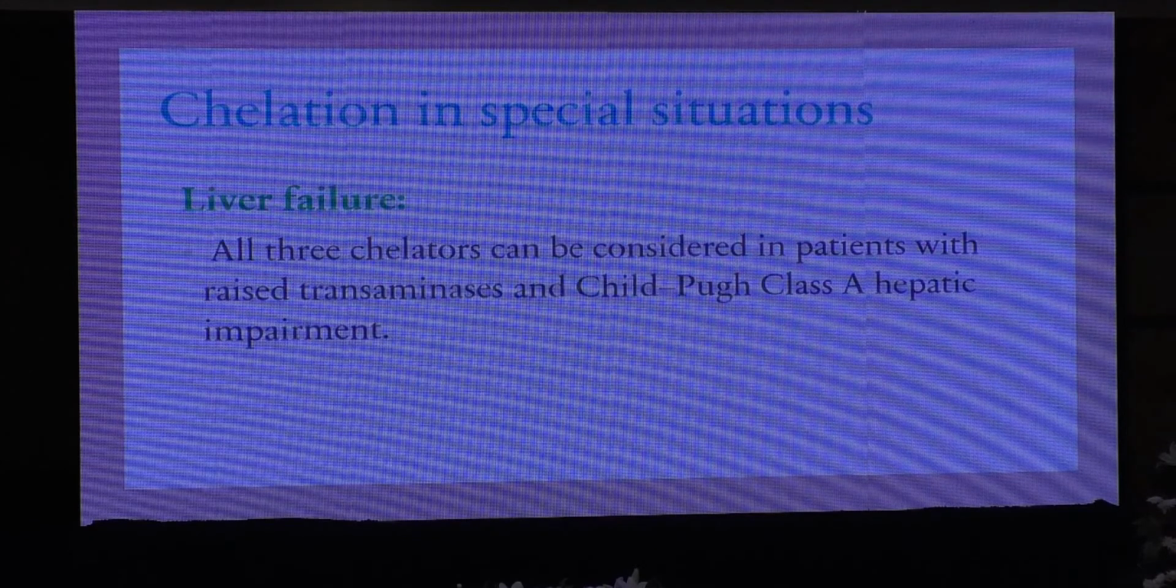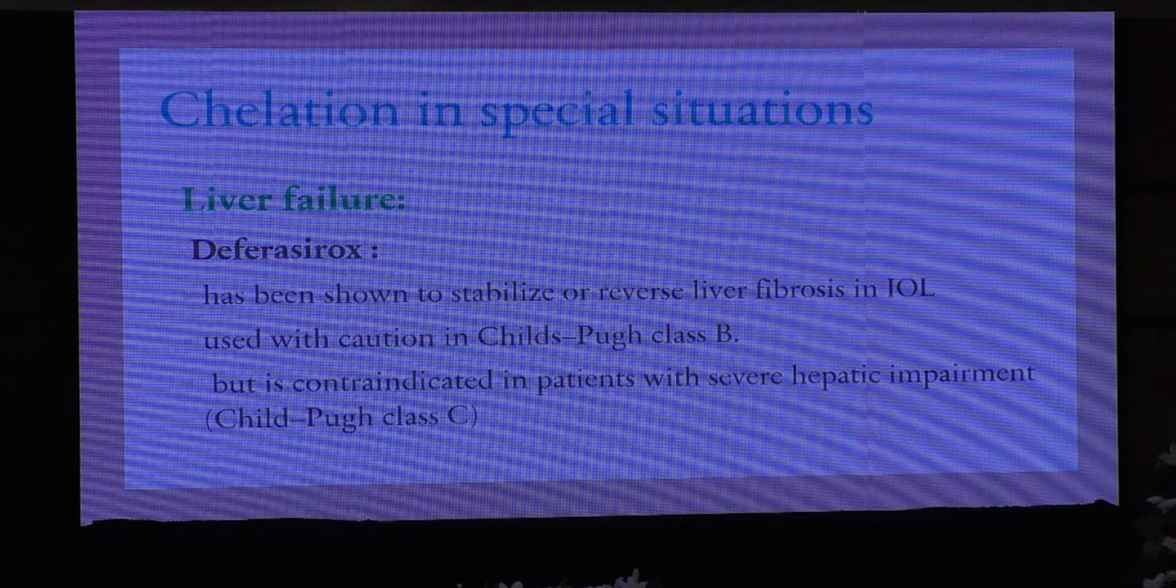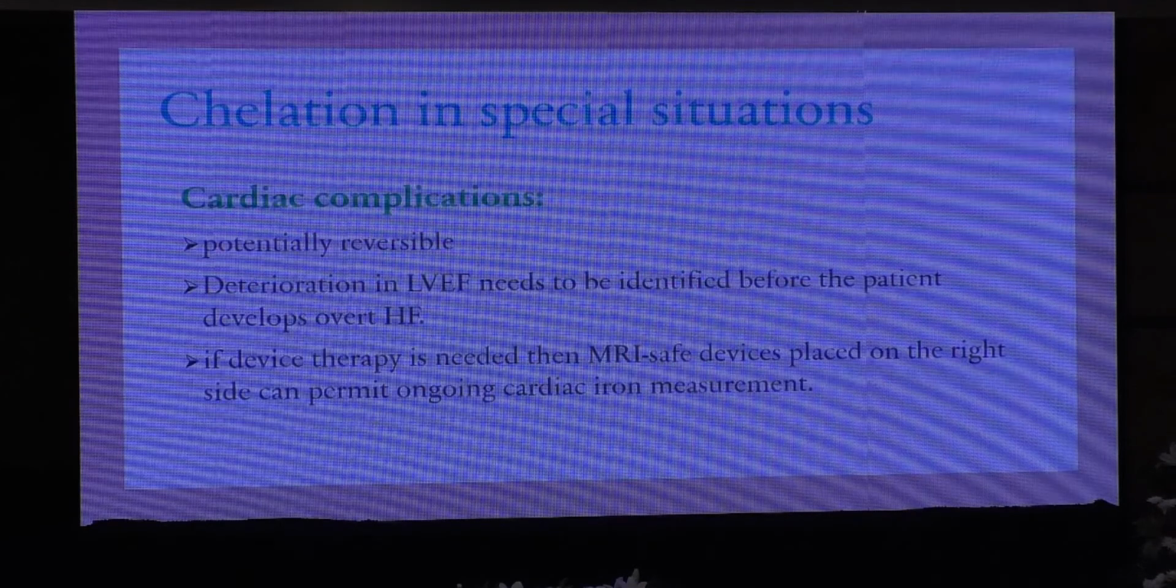In case of liver failure, all three chelators could be considered in a patient with raised transaminases if the Child was class A. In case of Child C, we cannot use any chelation. Deferoxamine could be used and it may benefit liver function. And deferasirox could be used provided that the Child is class A or class B, and it's contraindicated in Child C.